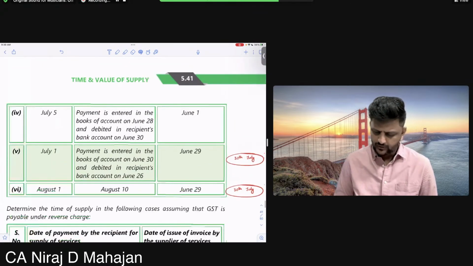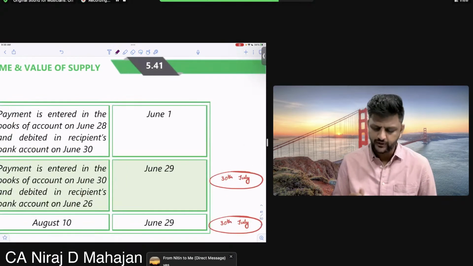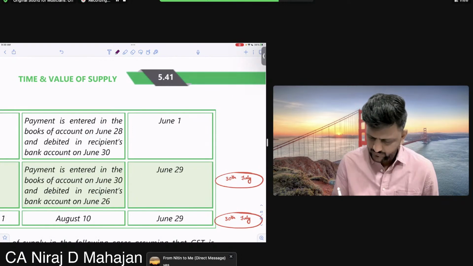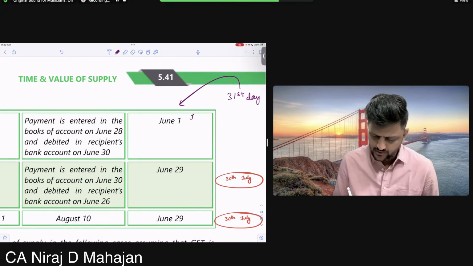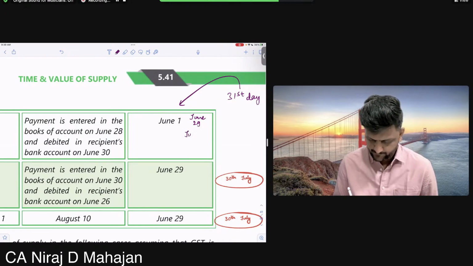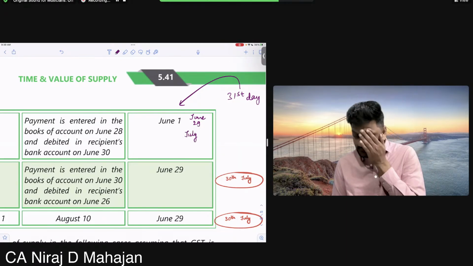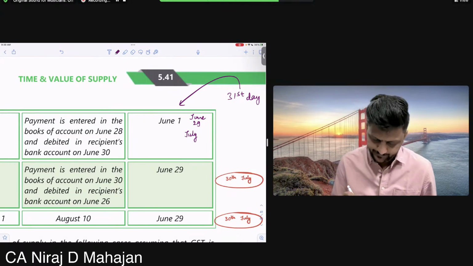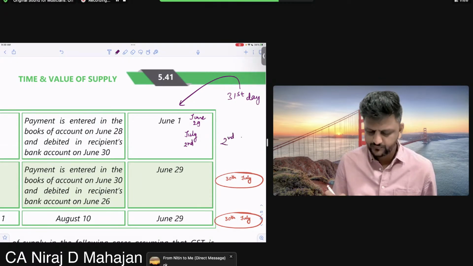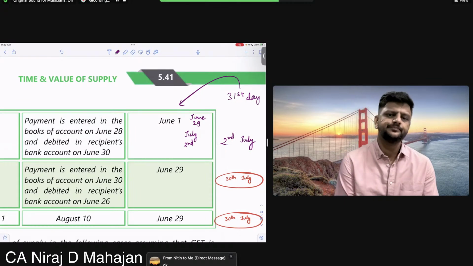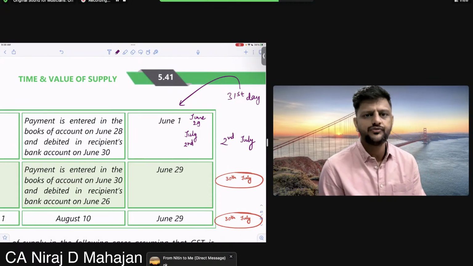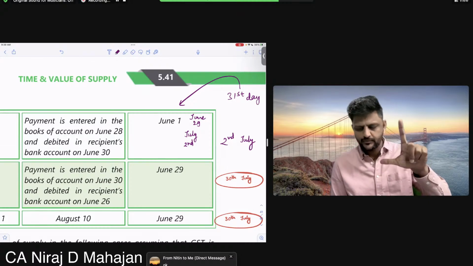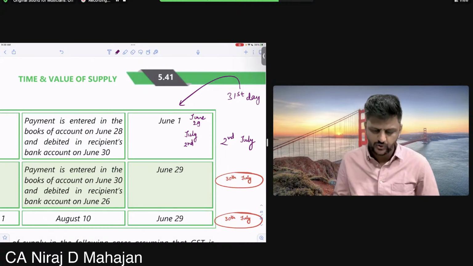Fourth one. The invoice date is 1st June. So I want the 31st day from here. So June, how many days remain? 29 days of June remain. Done? But I want the 31st. So 1st July, 2nd July. 2nd July will be the 31st day.